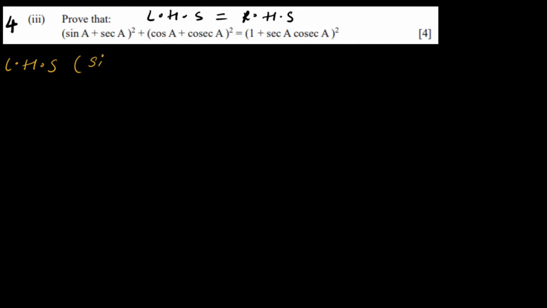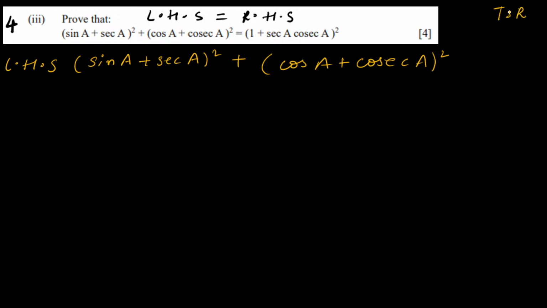It's (sin A + sec A)² + (cos A + cosec A)². This is the left-hand side. So how can we start our question? You can start if any trigonometric relation is applicable, then algebraic relations or identities.